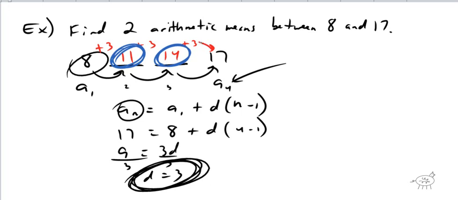But again, this last number right here, it's a good idea when you're adding to check it and make sure you get that last number. Okay? So that's pretty easy.